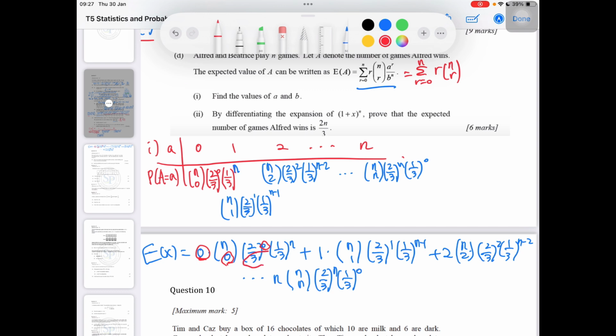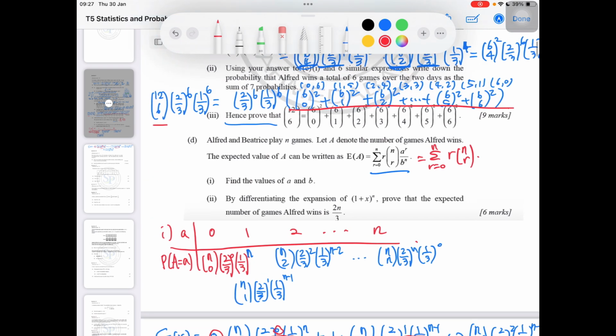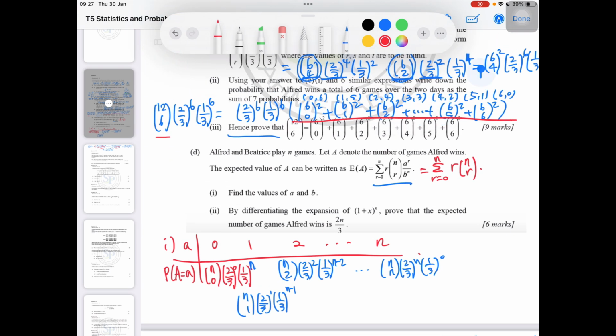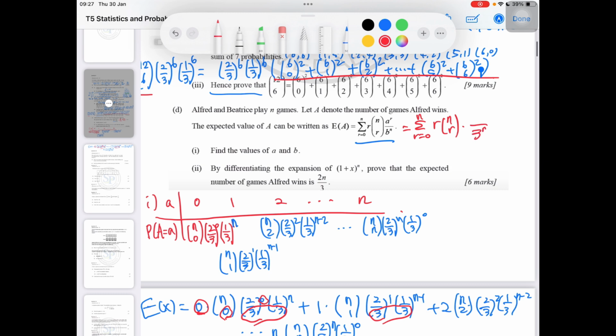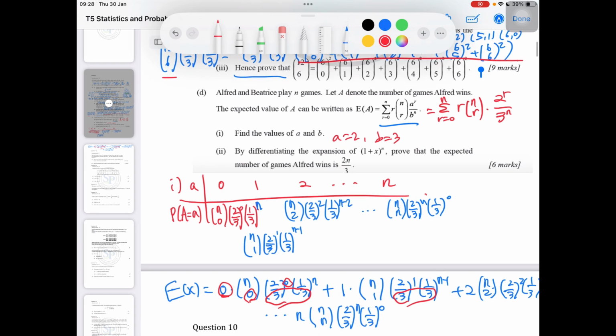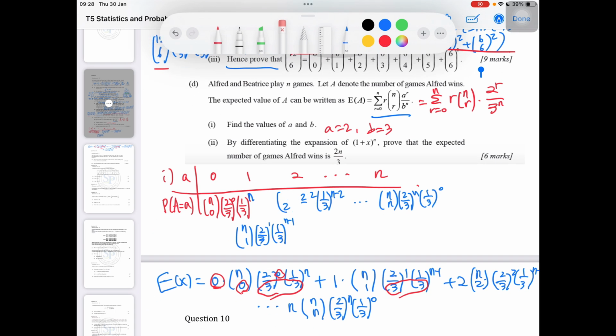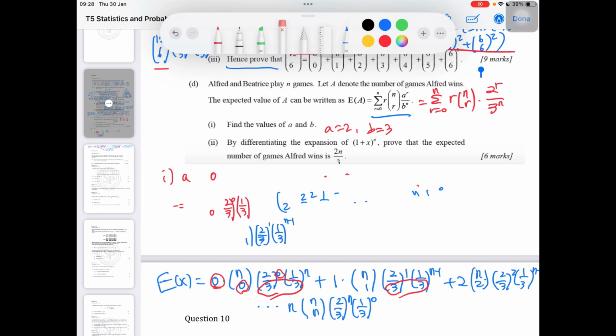But from here, we always have 3 to the power of 0, 3 to the power of n, 3 to the power of 1, 3 to the power of n minus 1. So altogether, we always have 3 to the power of n in the denominator, and 2 to the power of r. So now we know A is 2, B is 3. Next, by differentiating the expansion, prove that the expectation is that one.